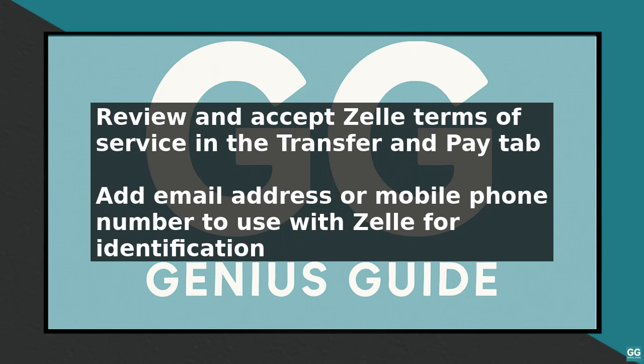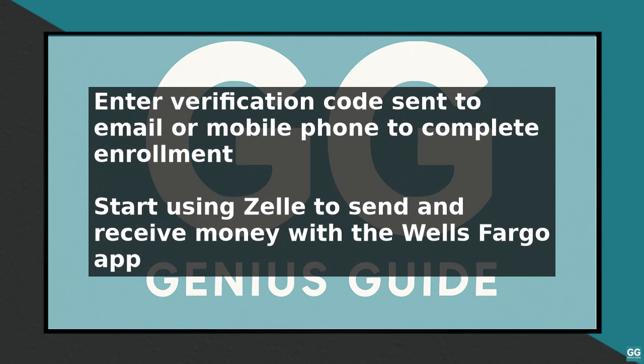To send money, select Send Money with Zelle. Enter the recipient's email address or mobile phone number and the amount you want to send. You can also add the recipient as a contact for future transactions. To receive money, the sender will need to have your email address or mobile phone number associated with your Zelle account. When using Zelle, keep in mind that transactions typically occur within minutes, and the recipient will receive the funds directly into their bank account.